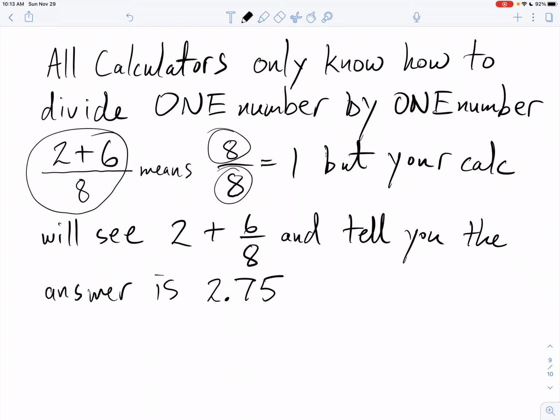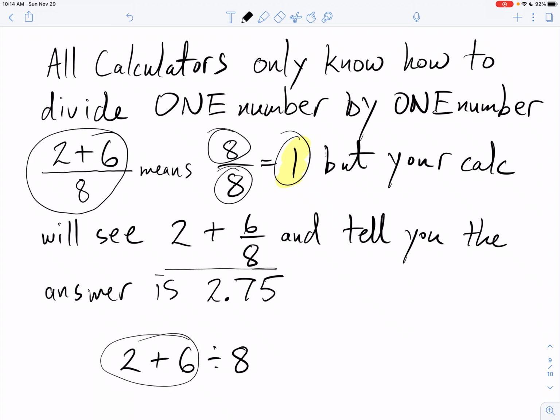But if you just punch it in on your calculator, 2 plus 6 divided by 8, and you're not even thinking, your calculator is not going to see that you wanted to add these two together first. It's not. So your calculator is going to think you mean this, and it's going to tell you that's the answer. Well, guess what? Nothing hurts more than when you're doing a math question and you think you're right and you're totally not, because your calculator totally does not know how to divide two numbers by one number. It doesn't. All calculators are brainless when it comes to that. So you got to know that.